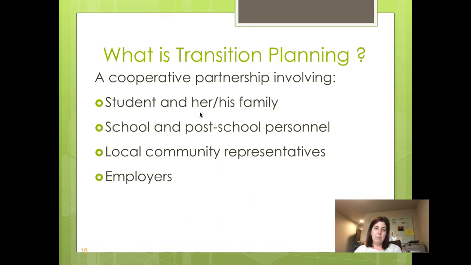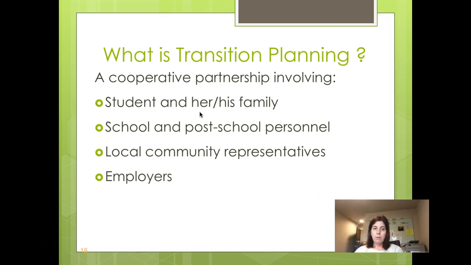So a little bit more about what transition planning is. It is a partnership that includes the student and their family. I am a proponent for early student involvement in their IEP meetings, but per IDEA, students need to be involved at least when they start working on transition planning, which is generally at age 16. It's a partnership with also the school and post-school personnel and local community representatives and employers.